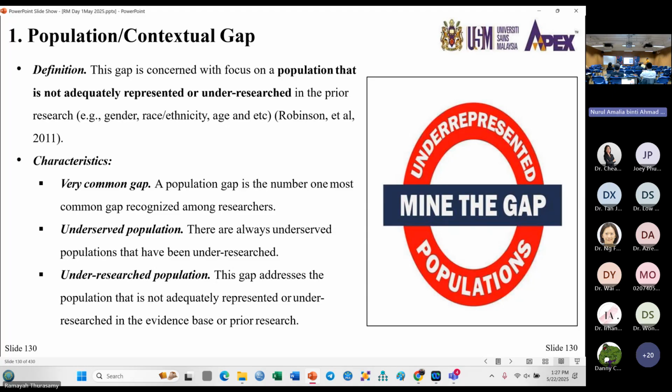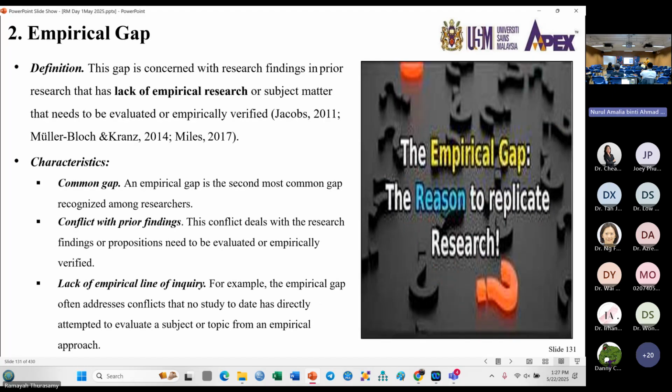Number two is empirical gap. There are two things. One is conflict in prior findings. Some findings found them to be significant, some not significant, or there's no study that has done it empirically. Most of the studies are qualitative. You have to do empirical. There's nothing new, right? You're taking a model, developed qualitatively, and you want to test it quantitatively.